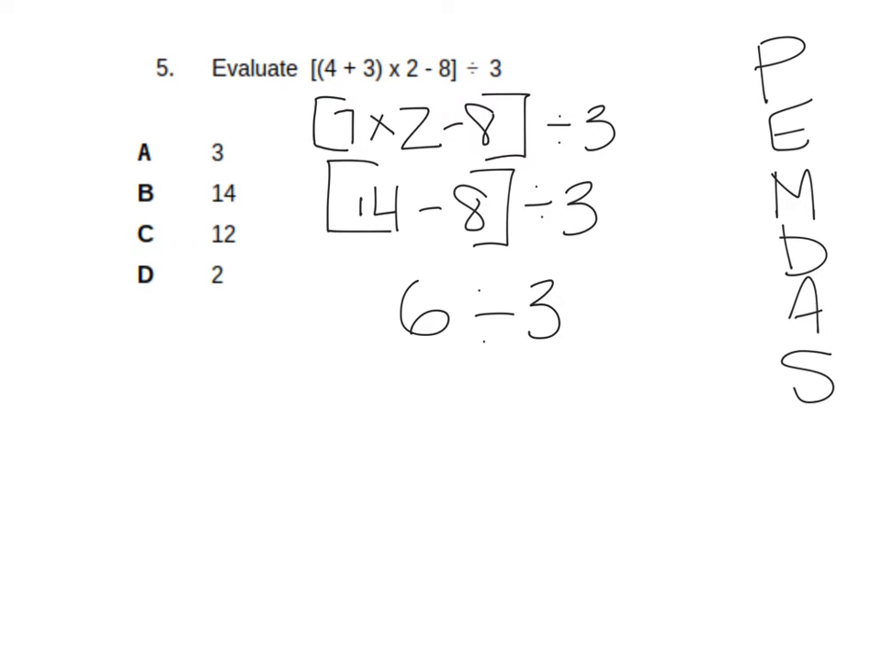If we had other things here after we finish this bracket, we'd have to start up at parentheses again and work all the way back through. So we'd have to do parentheses, don't see any, exponents, don't see any, multiply and divide from left to right. 6 divided by 3 is 2. So the answer is D.